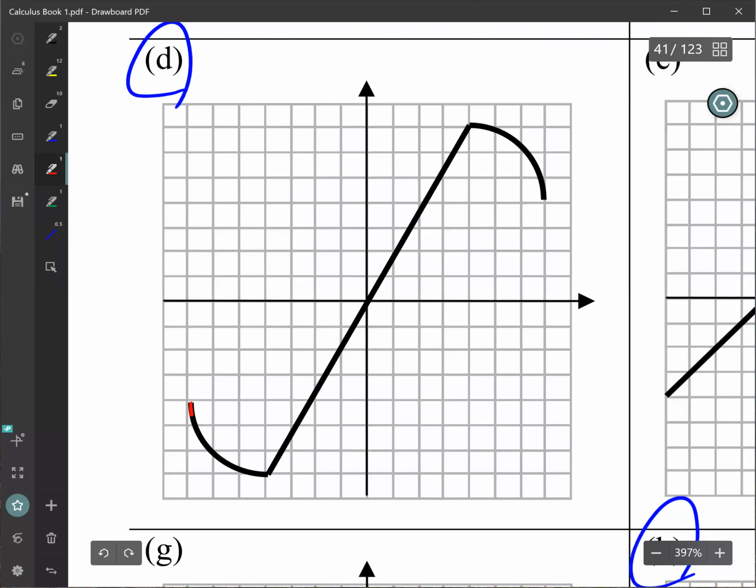The left section is like a quarter of a circle, right? The circumference of a quarter of a circle. The middle one is a straight line, so that's the easy part. And then the right side is another quarter of a circle.